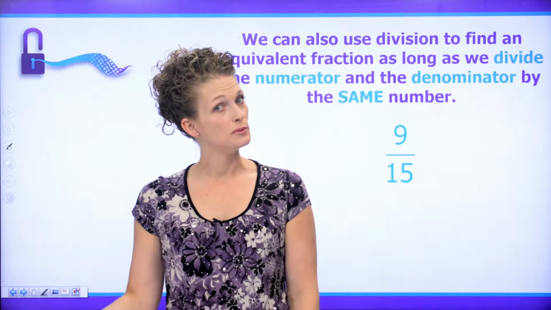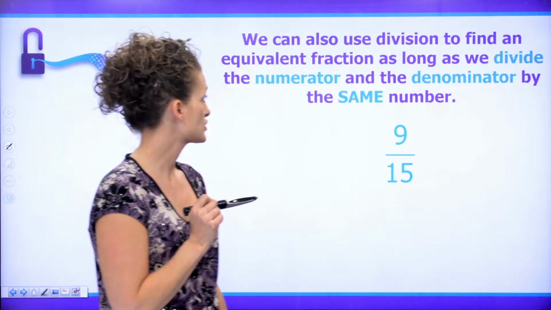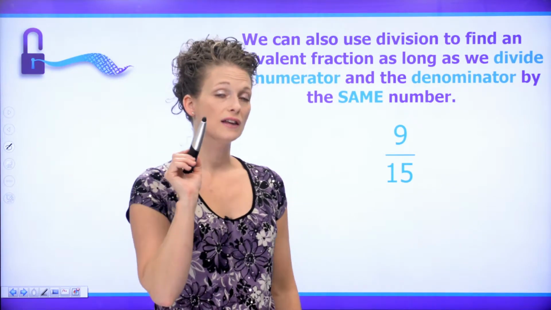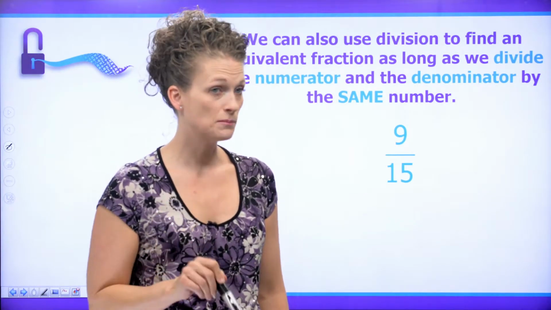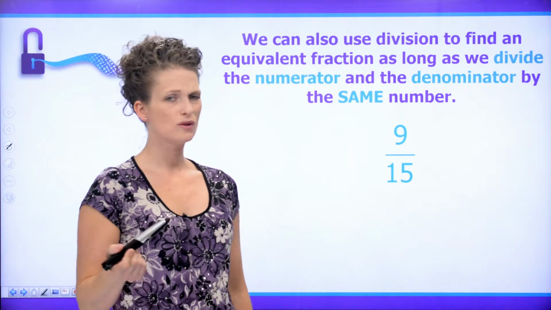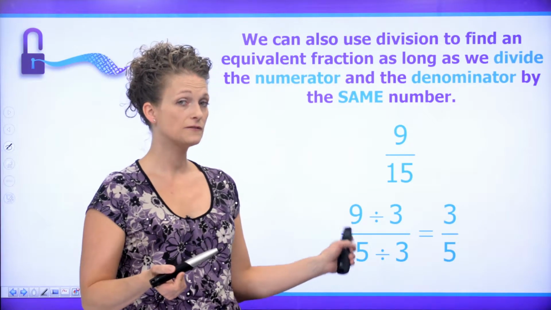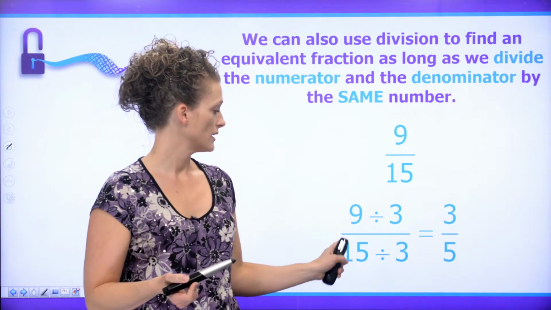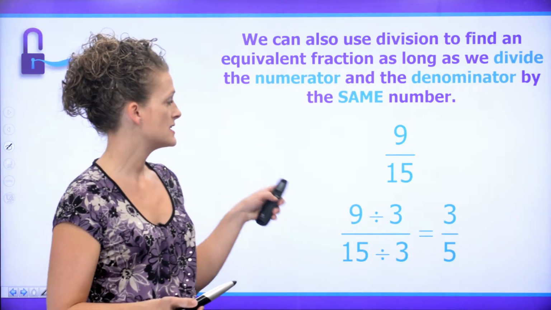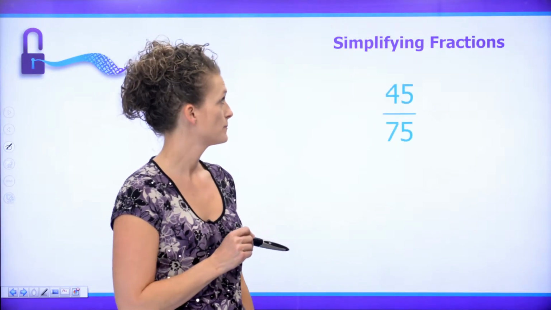So we can use multiplication to find an equivalent fraction. We can also use division to find an equivalent fraction, as long as, same as with multiplication, we divide the top and the bottom by the same number. So 9/15, if we want to use division, what do you think we're going to divide by? Well, let's divide by 3. So 9 divided by 3 is 3, and 15 divided by 3 is 5. So what this tells us is that 9/15 is equivalent to 3/5.